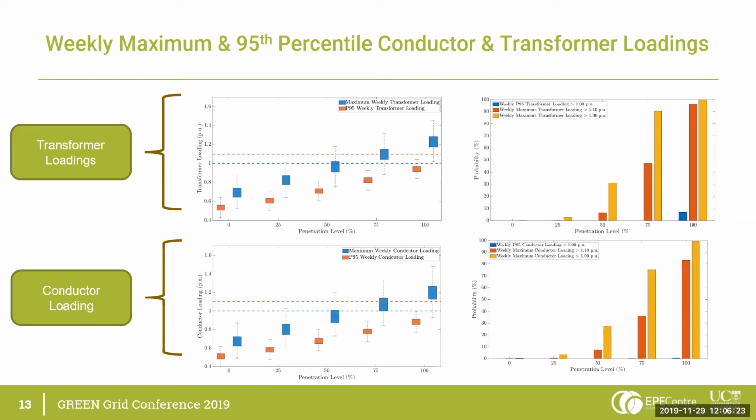Again, at each penetration level, we can see considerable range, and again, that's due to the stochastic inputs that we discussed previously. The graphs to the right depict the transformer and conductor overload probabilities respectively, and again, both the severity and frequency are considered.